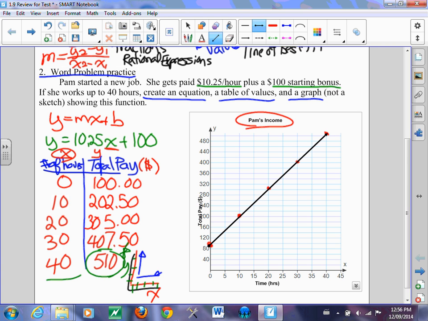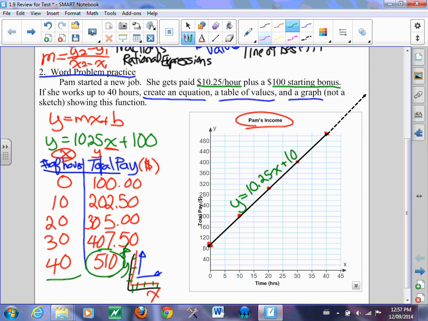to this point. And if you were asked to make a prediction then, folks, you would do a dashed line beyond it, okay? In this case, it didn't ask for a prediction, so you could have just ended there. And the last thing we need to do to have proper label or proper communication is to put your equation on it. So y equals 10.25x plus 100.